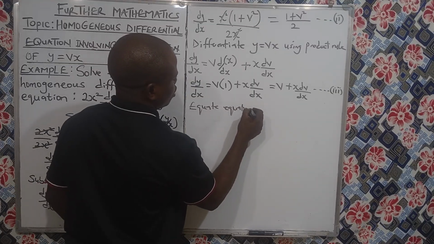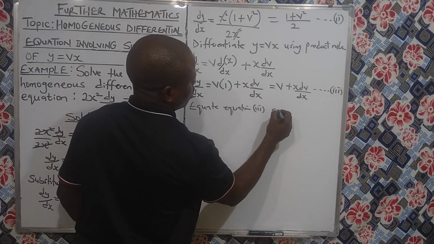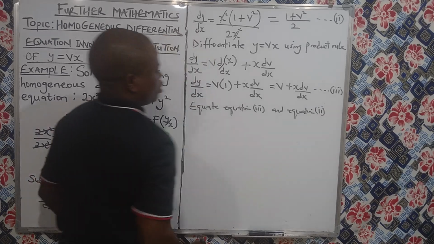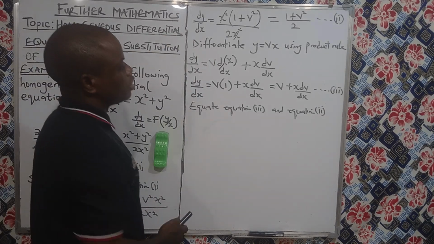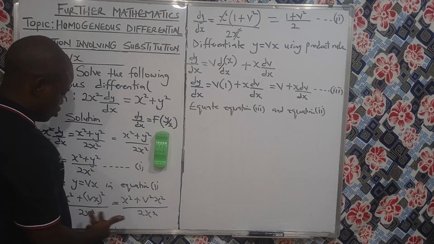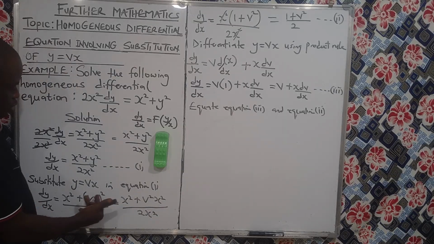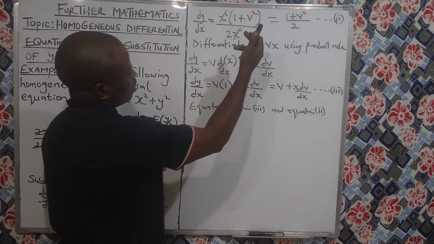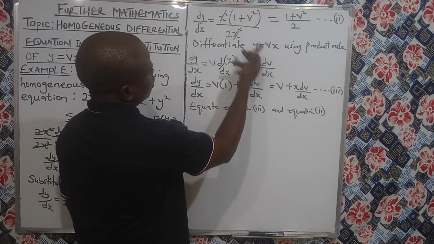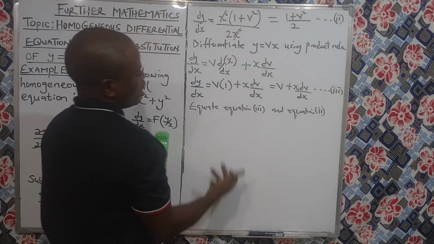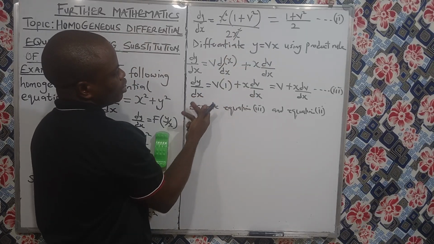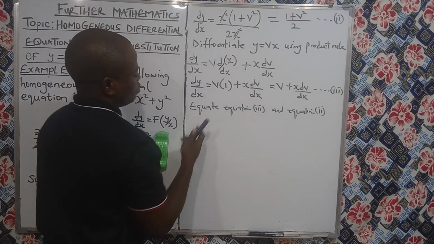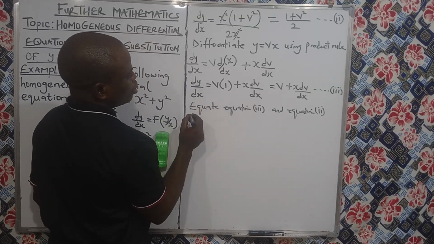Now, equate equation 3 and equation 2. Why are we equating it together and not with equation 1? Because we substituted y equal to vx in equation 1 to get equation 2, and we also differentiated y equal to vx. Everything is now in terms of v. That's why we put equation 3 and 2 together.